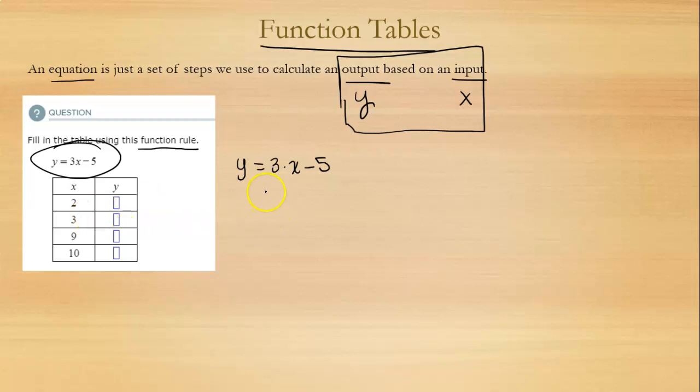All we're going to do is substitute in. So every time we're going to replace x with whatever x is equal to. So in this case, x is equal to 2. So this becomes 3 times 2, which is 6, and 6 minus 5, which is 1. So my output for that one is 1. For the next one, it's 3 times 3, which is 9, and 9 minus 5, which is 4. Notice I'm using my order of operations. Multiplication always comes before subtraction.